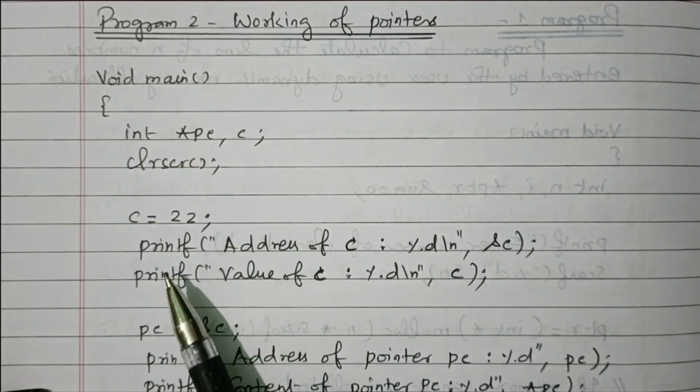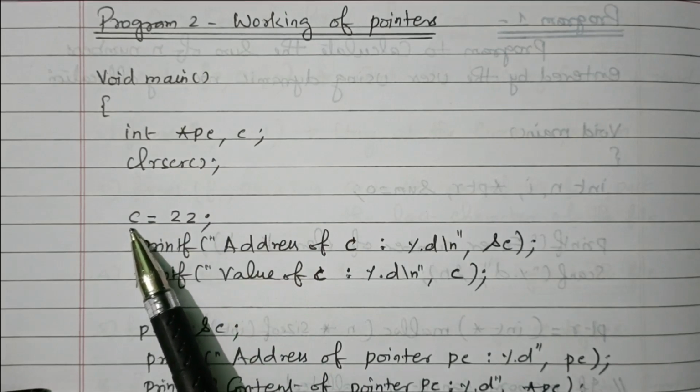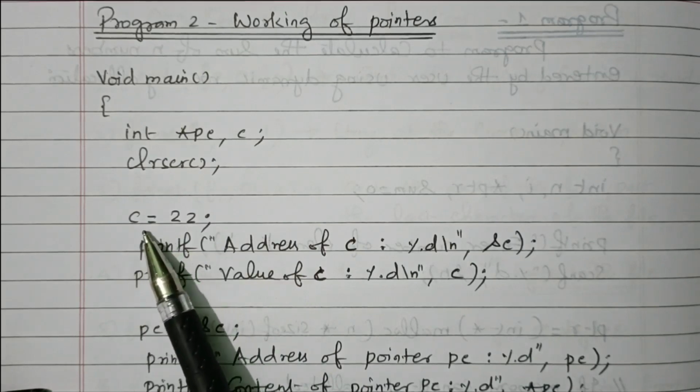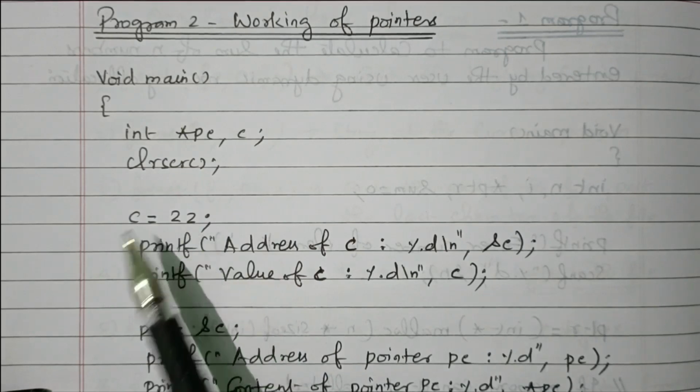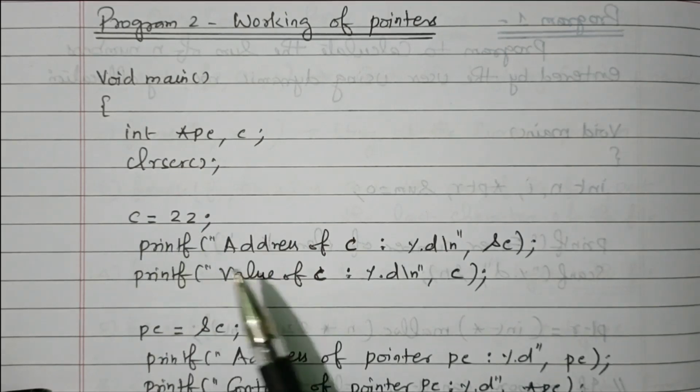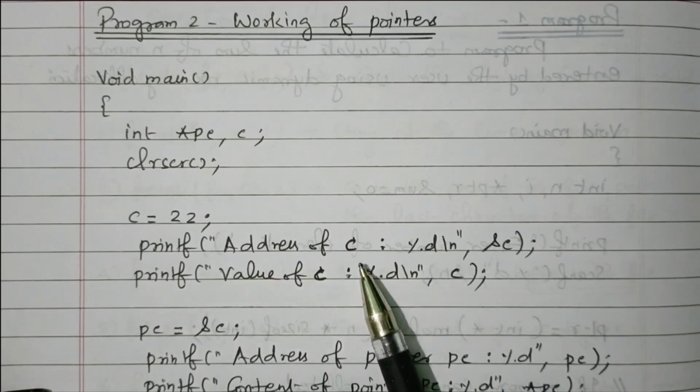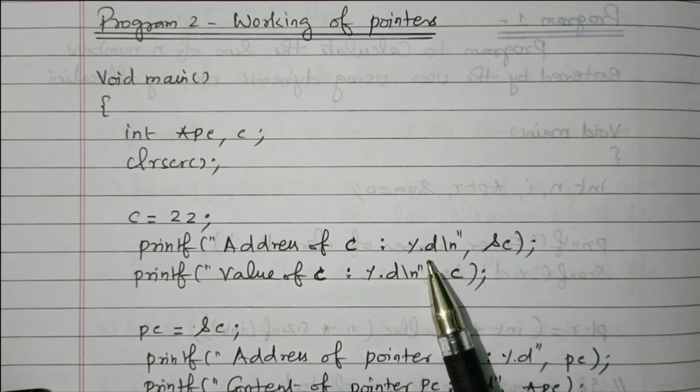After clear screen, three different sets are available. First one is c = 22. We assign 22 to the variable c. Now we are printing the address of c with %d, which indicates integer.